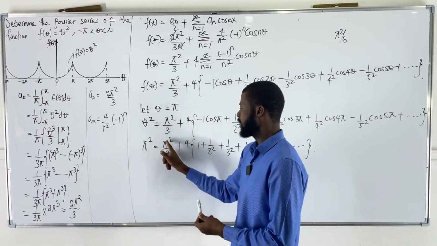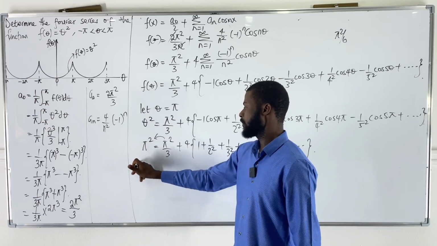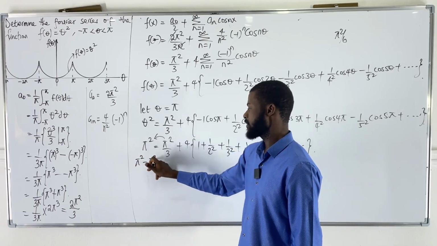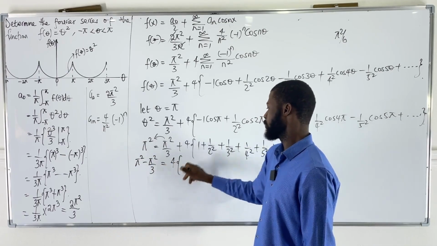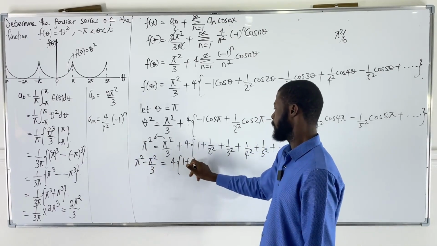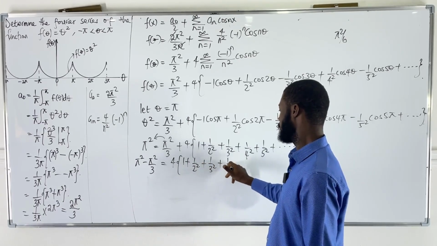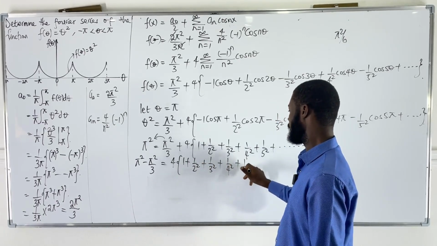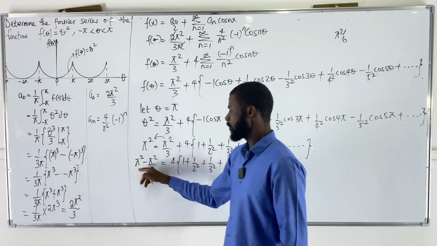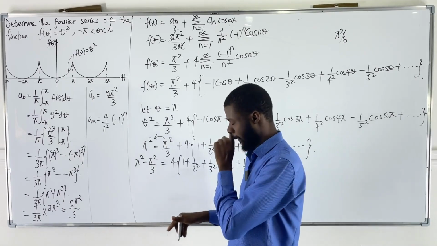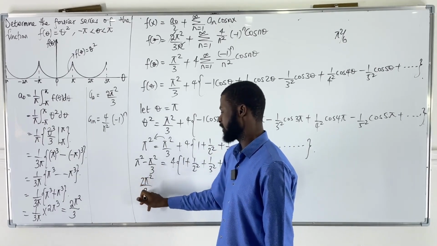Now, I want to pick this guy to this other side. So I want to take this over. So this will be pi squared minus pi squared over 3 equal to 4 into all of this. So this is 1 plus 1 over 2 squared plus 1 over 3 squared plus 1 over 4 squared plus 1 over 5 squared. Okay. Now, if you subtract this, you'll be getting 2 pi squared all over 3.